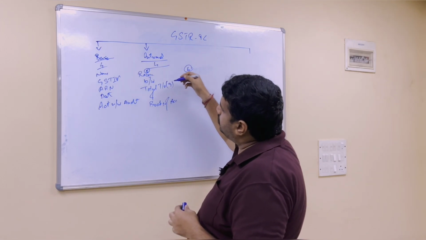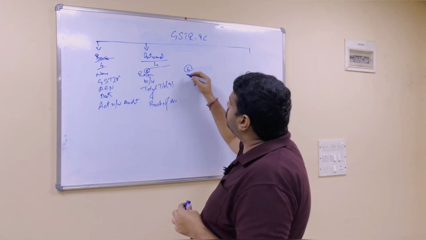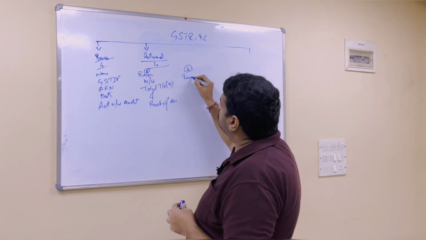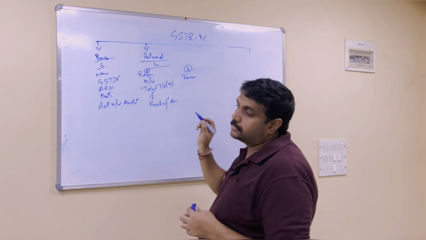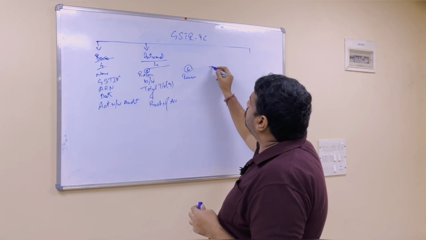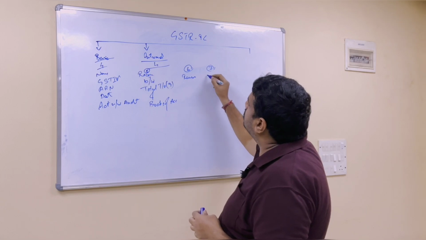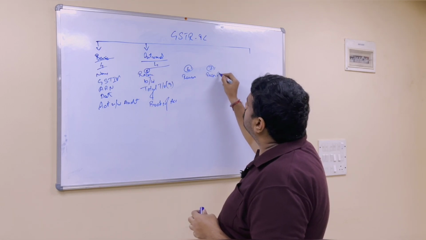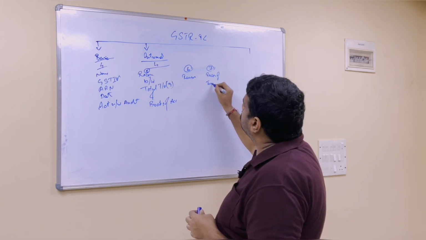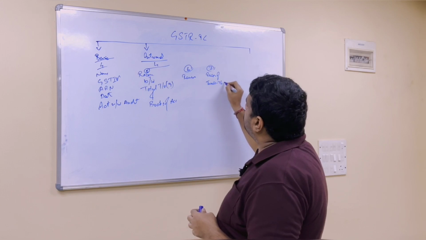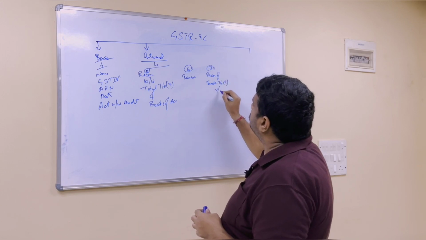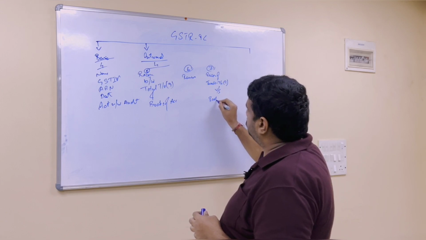If there is difference between 9 and books of account, we have to give the reasons for difference in table number 6. Then we have table number 7, which is reconciliation of taxable turnover declared in 9 versus books of account.